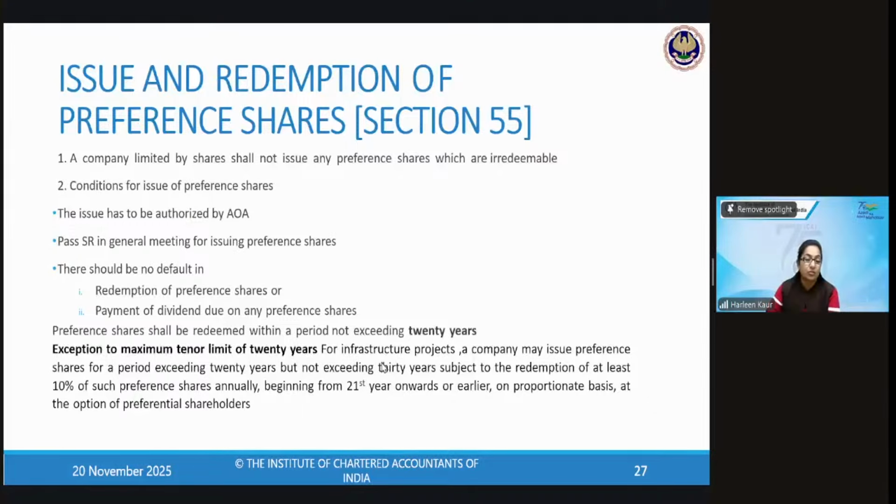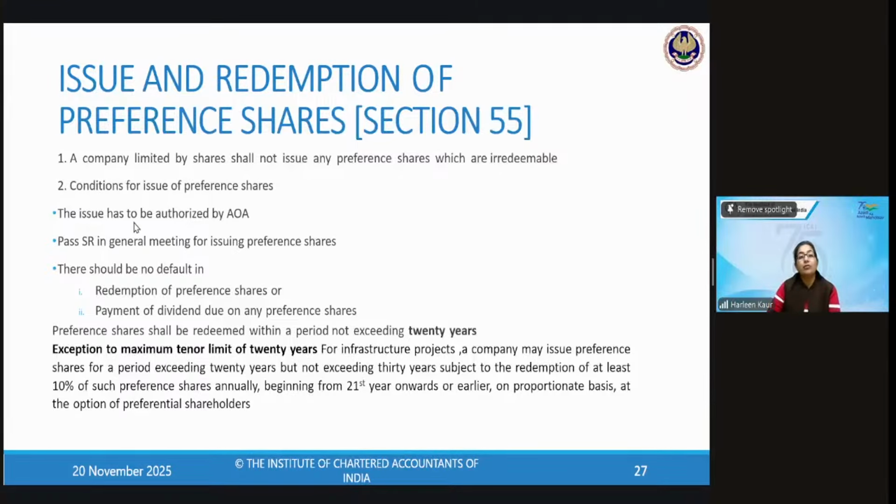For infrastructure projects, it can issue for 30 years, provided what was the condition? 10% of the preference shares annually, beginning from the 21st year, should be getting redeemed at the option of the preference shareholders.